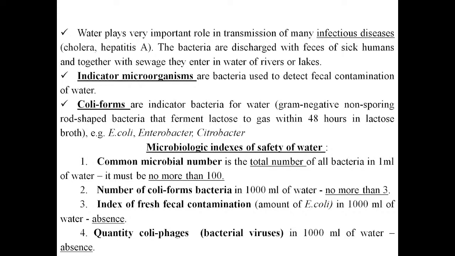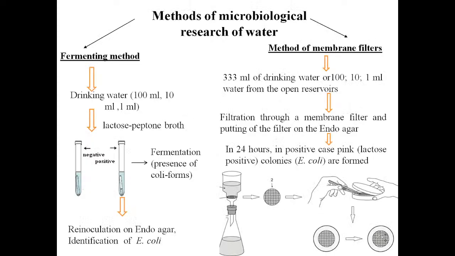Coliphages must be absent. We have just talked about these indexes, but how to count? We know that bacteria are invisible. Bacteria can't be seen with the naked eye. How to count these indexes? There are two methods for detection of bacteria in drinking water, or methods of microbiological research of water. It means how can we detect bacteria in drinking water.